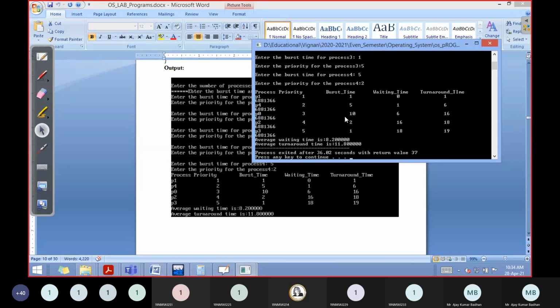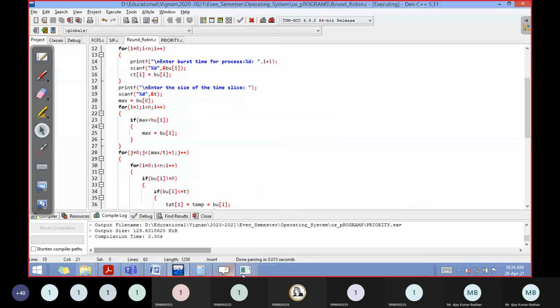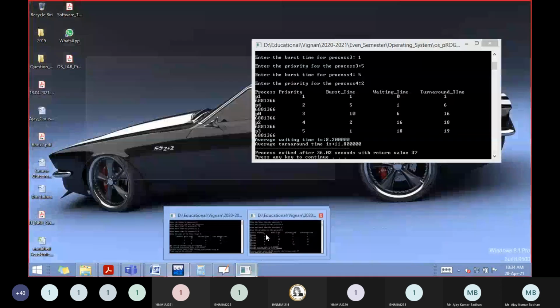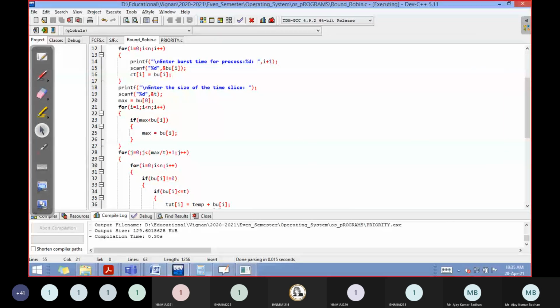What about the previous one, your round robin? How much did we get there? It's around 7.2 seconds. But here we got 36.2 seconds to execute the priority scheduling. So these are the 4 programs present in your first schedule. I hope people have understood watching it.